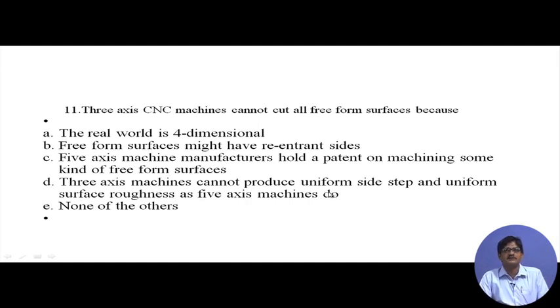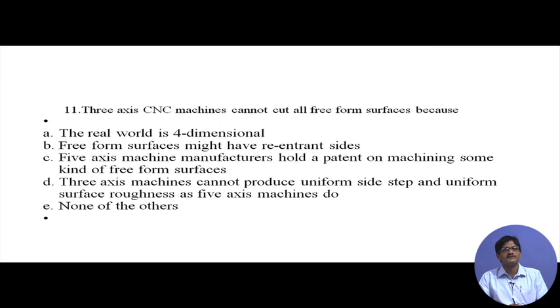3-axis CNC machines cannot cut all free form surfaces, because the real world is 4-dimensional. Now, is the real world 4-dimensional? We will consider the real world to be 3 dimensional. Okay. So, the first one is not correct.